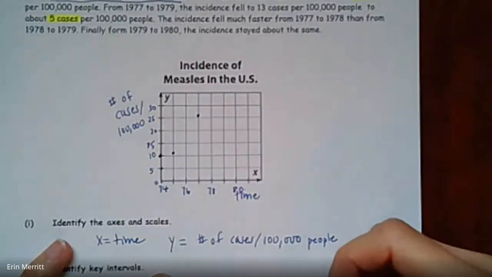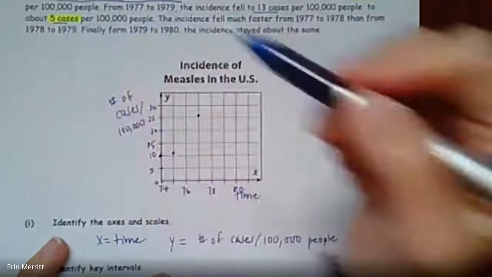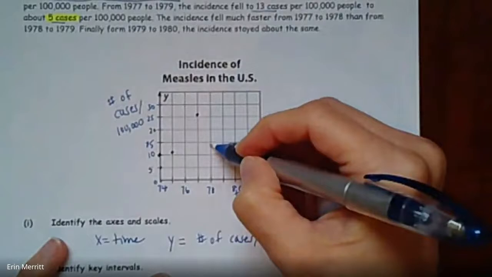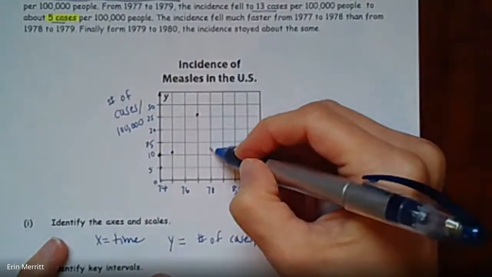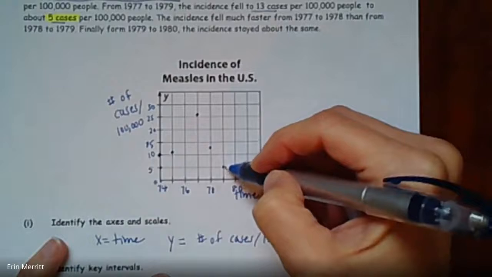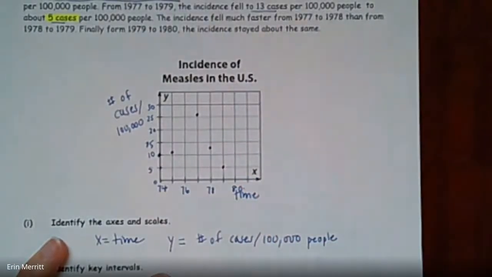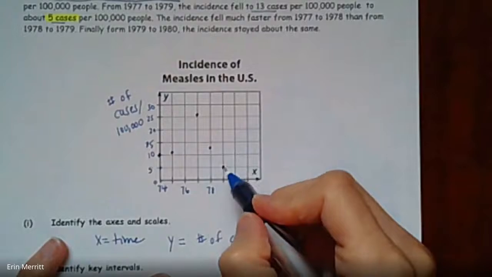And then it says from 77 to 79, the incidence fell to 13 cases per 100,000 people, to about 5 cases. All right, so the way I would interpret that, when it says it fell to 13 and then to 5, I'm going to assume that 78 is the 13 cases. So kind of halfway-ish there. And then in 79, all the way down to 5 cases. All right, and then finally, the incidence stayed about the same from 79 to 80.